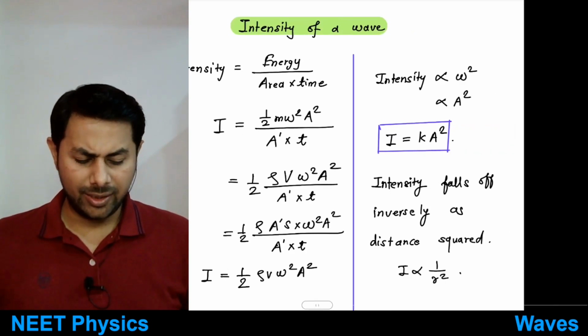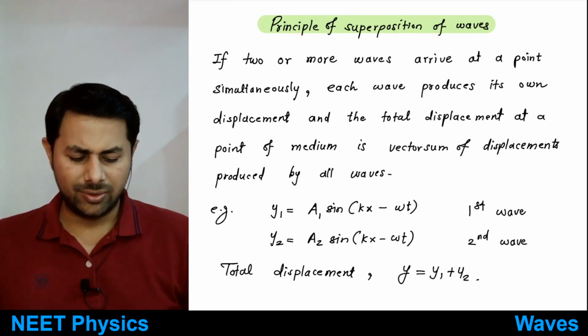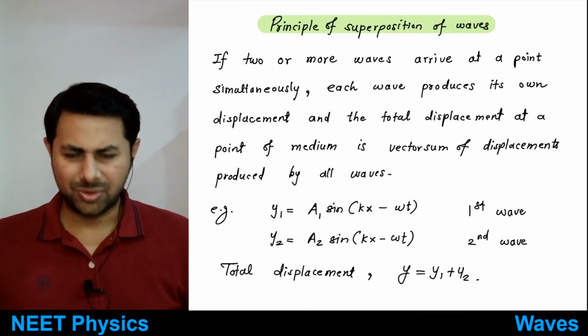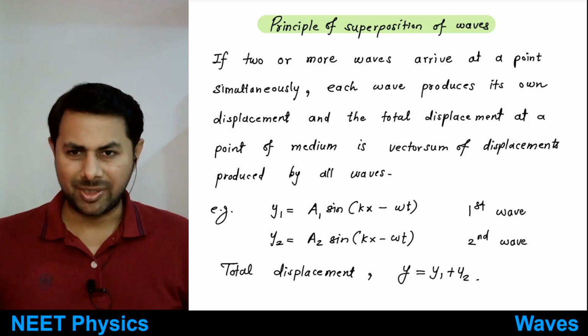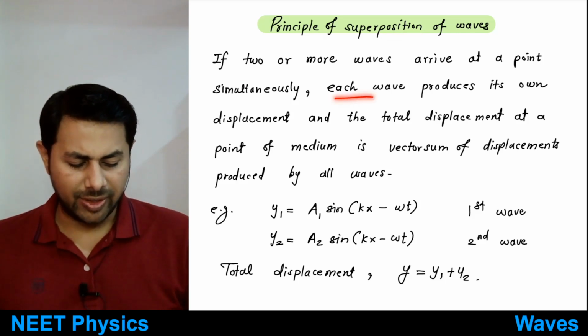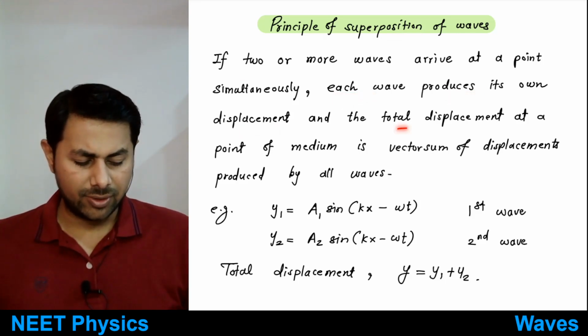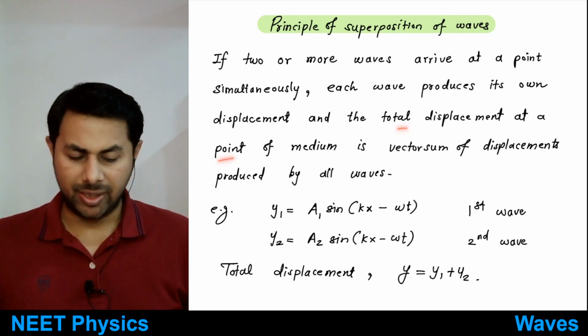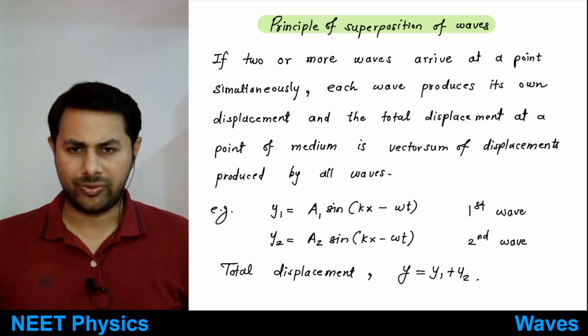Okay, then next let us see the principle of superposition of waves. Now this is an important principle. So what does it say? It says that if two or more waves arrive at a point simultaneously, then each wave produces its own displacement, and the total displacement at a point of the medium is the vector sum of displacements produced by all waves.